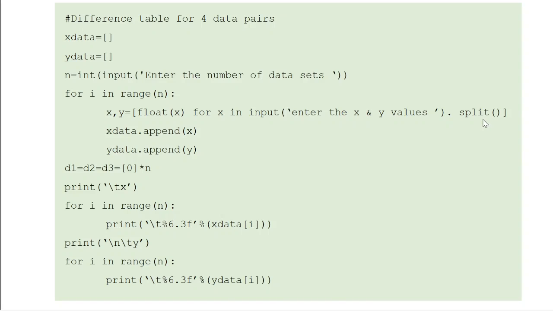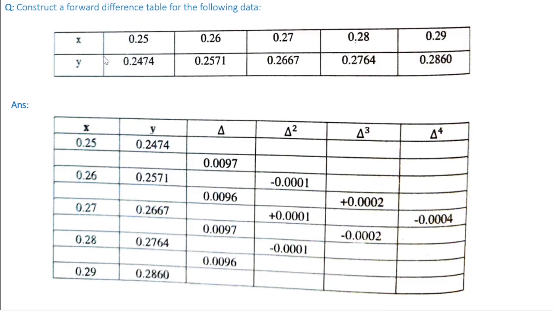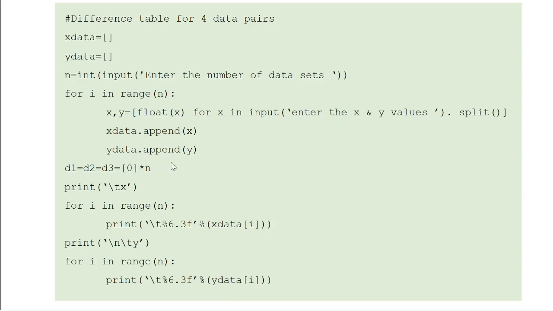Okay. As and when I input x and y values, I am going to append it or add it to the existing x data and y data. So x data dot append x, y data dot append y. So in that way, I have constructed x data and y data. In other words, the first 2 columns in these problems I have completed with this much of programming. Since I have 4 data pairs, I need to calculate difference terms up to 4 minus 1, which is 3. So I have to find out terms up to 3rd order difference.